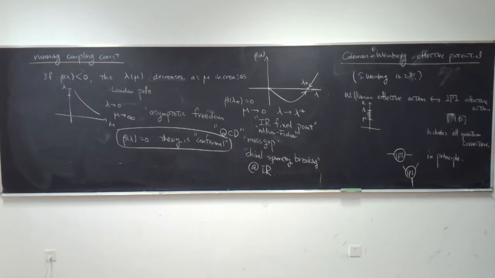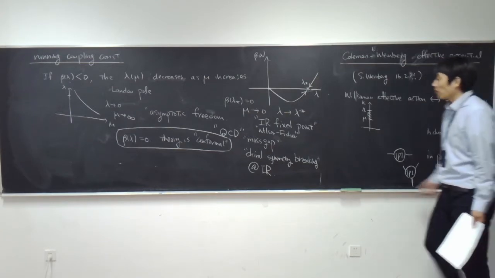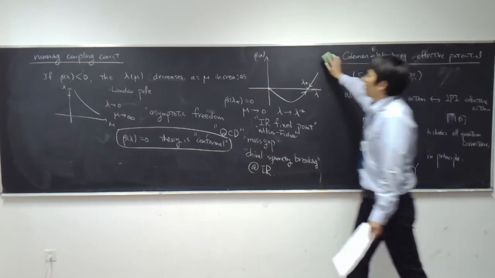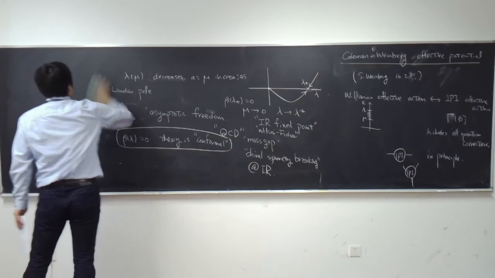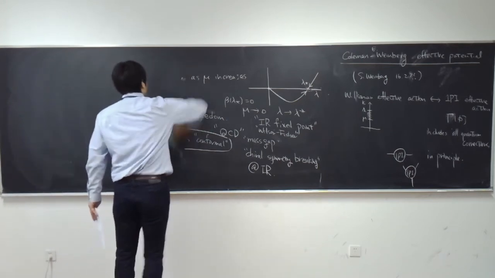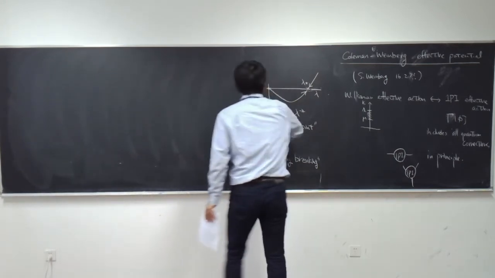What Coleman-Weinberg did is compute gamma of phi at one loop order in the phi-4 theory. As I mentioned, it's written in chapter 11. It's an important topic in Peskin-Schroeder, and somehow I omitted it. So I'm going to explain it and take a break after that.